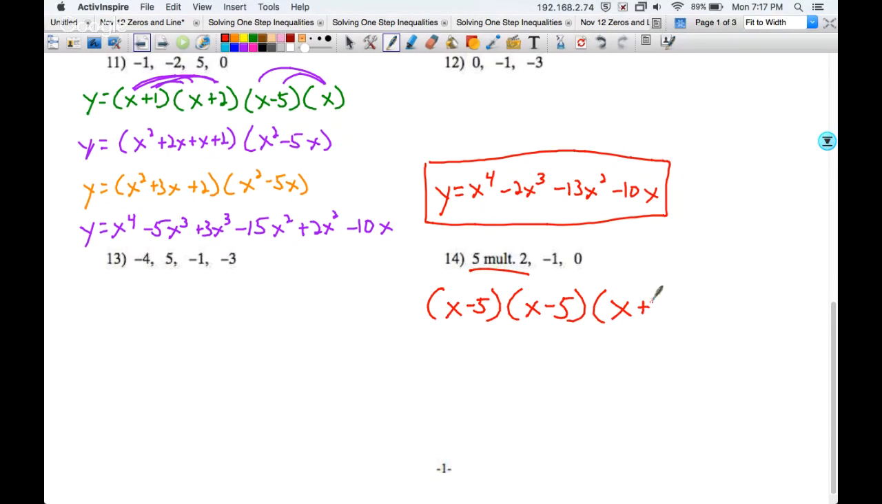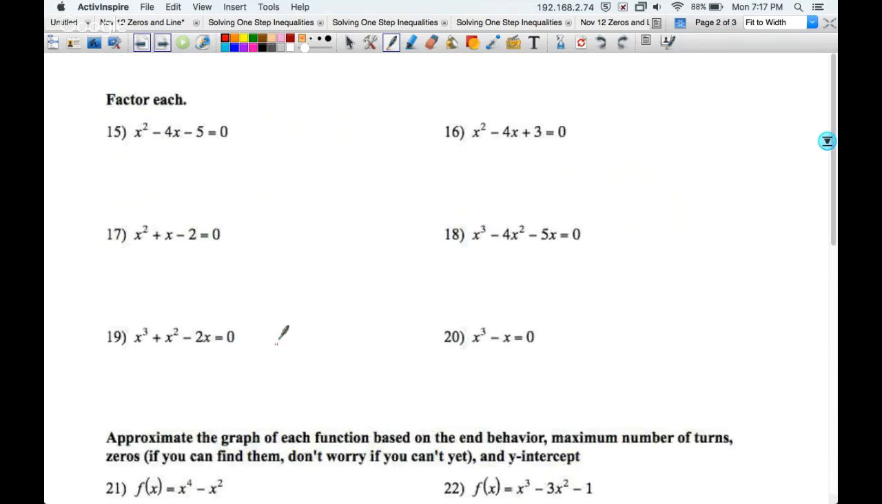I won't finish this one. That could take a while. But that's how you get this one started. Then you just do some foiling, some distribution, and you're done.